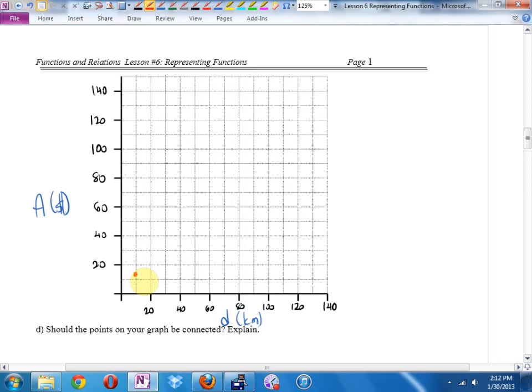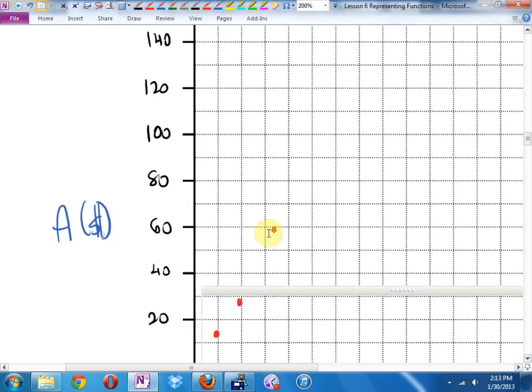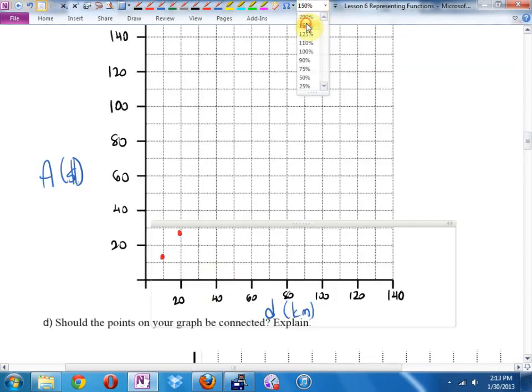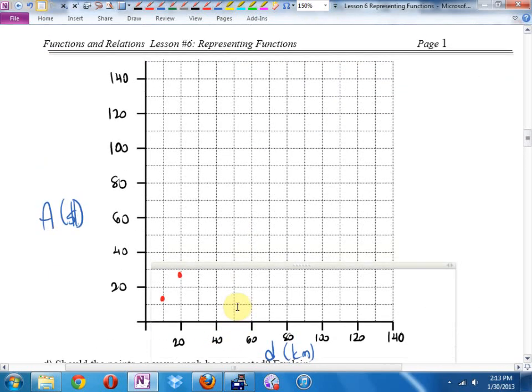What's the next one? 20 and 28. 20. Thunk. 28. Just below the 30 high. About there-ish, give or take. What's the next one? 30, comma 42. Can I fit this all? Not quite. Let's go to 150 size. That'll fit. 30. 42, a little bit above 40. About there.